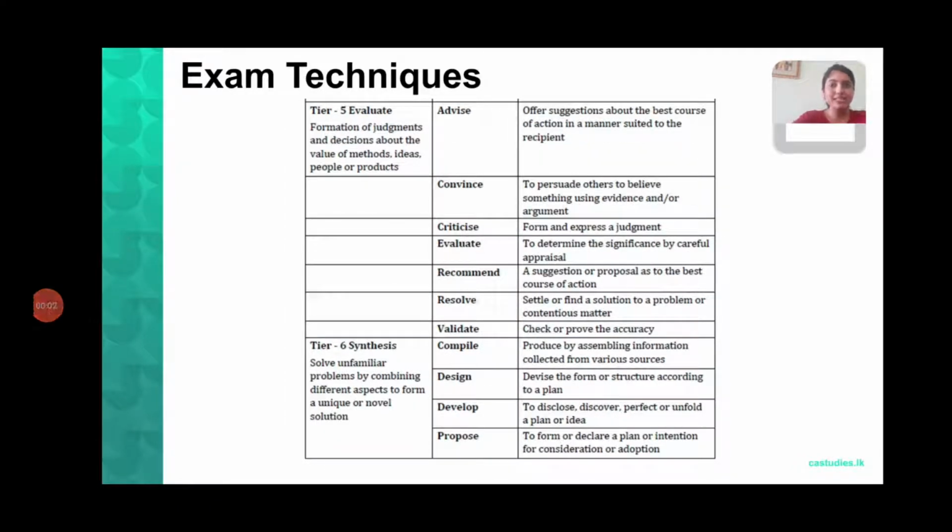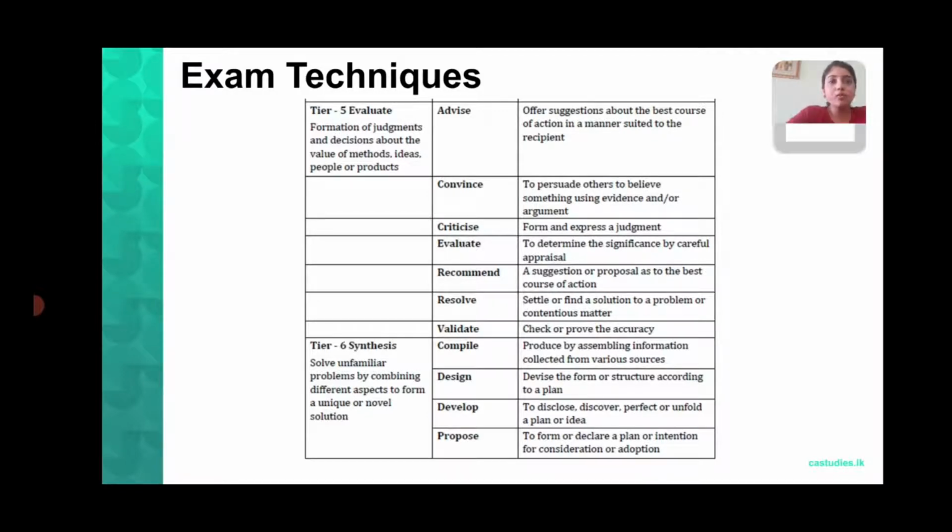Alright, let's look at tier 5 evaluate and tier 6 synthesis. Tier 5 evaluate comprises the keywords advise, convince, criticize, evaluate, recommend, resolve and validate. All of these keywords indicate that you need to provide a judgment or a decision about your findings using the theoretical knowledge you already have. So let's quickly glance through what each of them means.